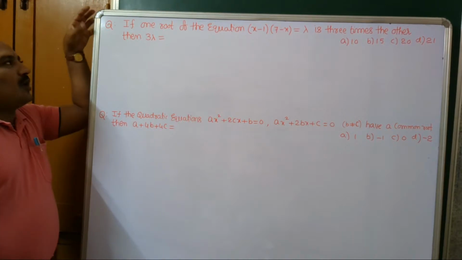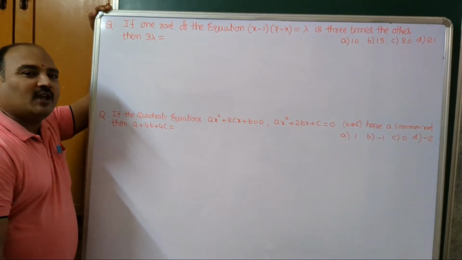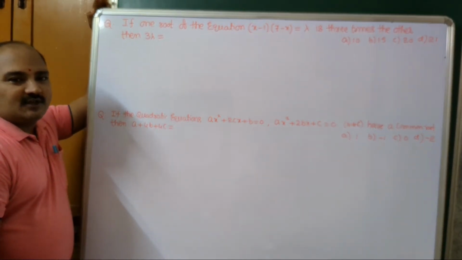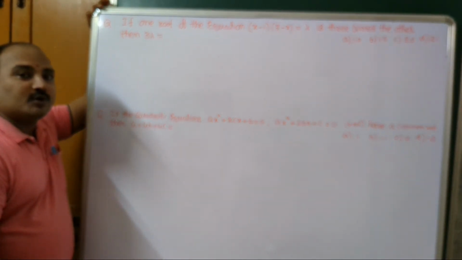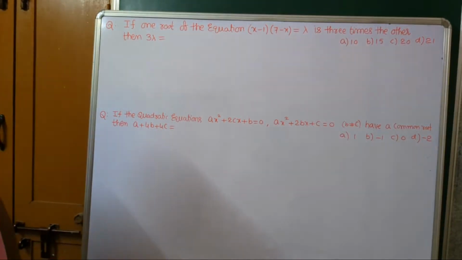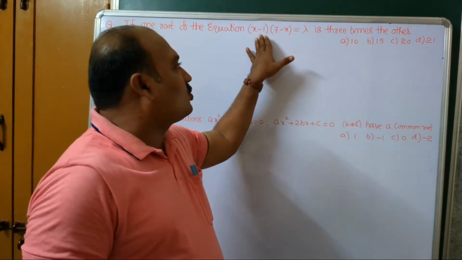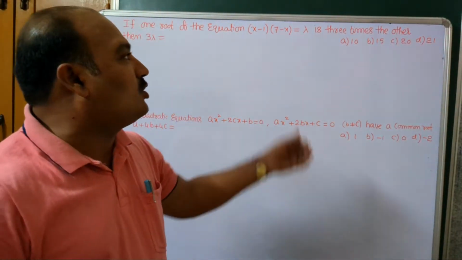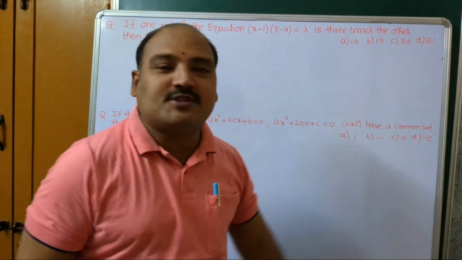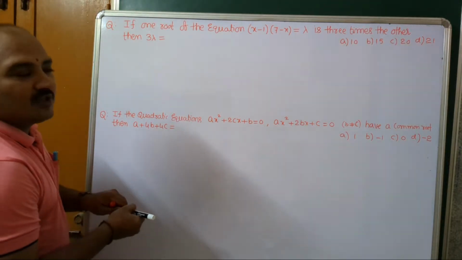Now come to quadratic equations live session 2. In the previous classes on quadratic equations, we discussed the MSET 2024 preparation plan. We are in that; this is the second video. If one root of the equation (x minus 1)(7 minus x) equals lambda is 3 times the other, so one root is 3 times the other for the quadratic equation.